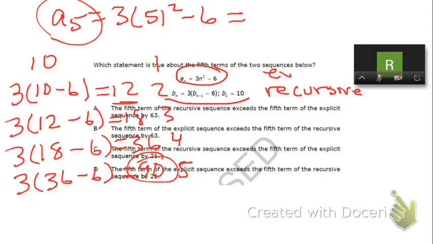this one is explicit. Recursive means that you have to take the last term and keep adding more to it. The explicit means you just plug in the number, it gets you straight there. So figure out which one of these, it's pretty simple here. You see that it's different by 63, 21, whatever it is, and which one's going to be bigger.